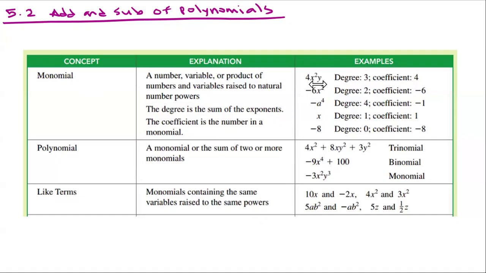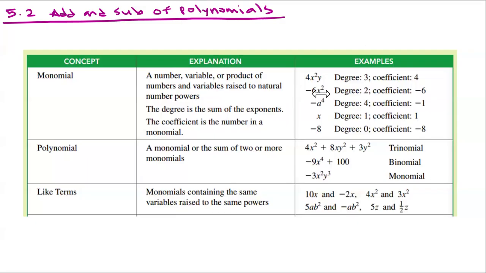These here, 4x squared y, negative 6x squared, and so on, are all monomials. They're just single terms. They're a number, variable, or product. Product means you multiply, right? So x squared times 9. Raised to natural number powers. So remember, natural number starts with 1. 1, 2, 3, 4, 5, etc. So you can't have a negative or anything like that.